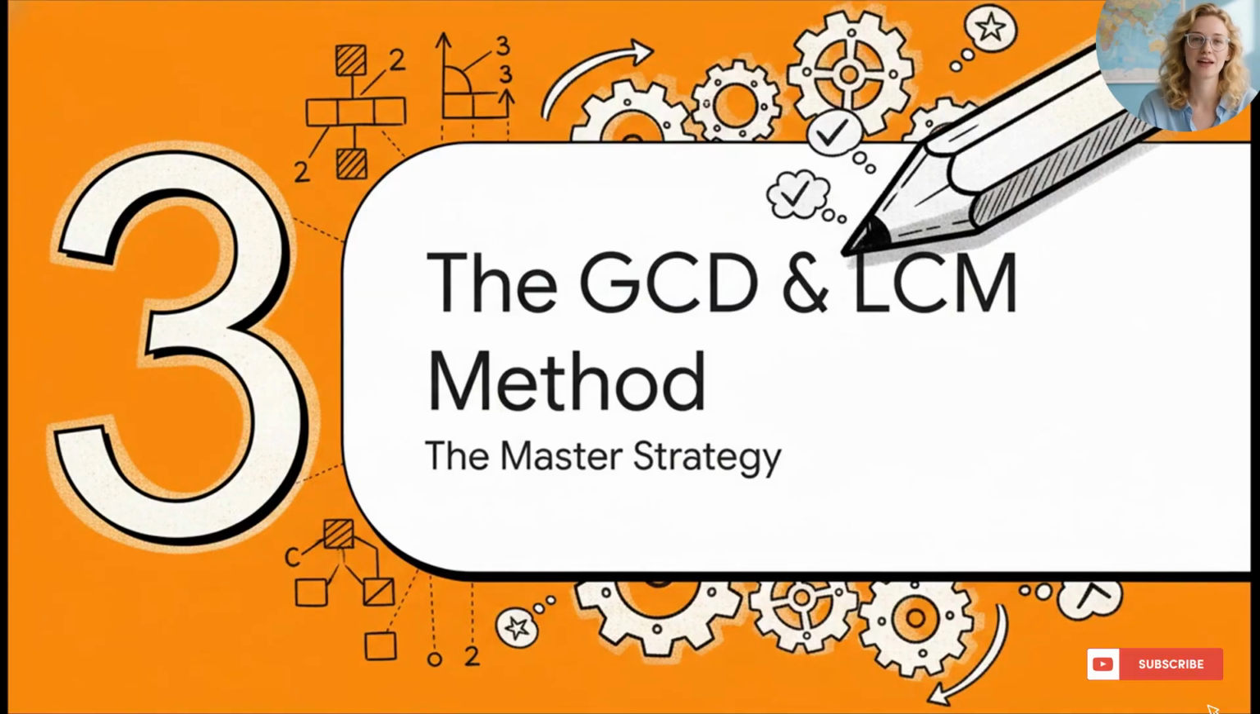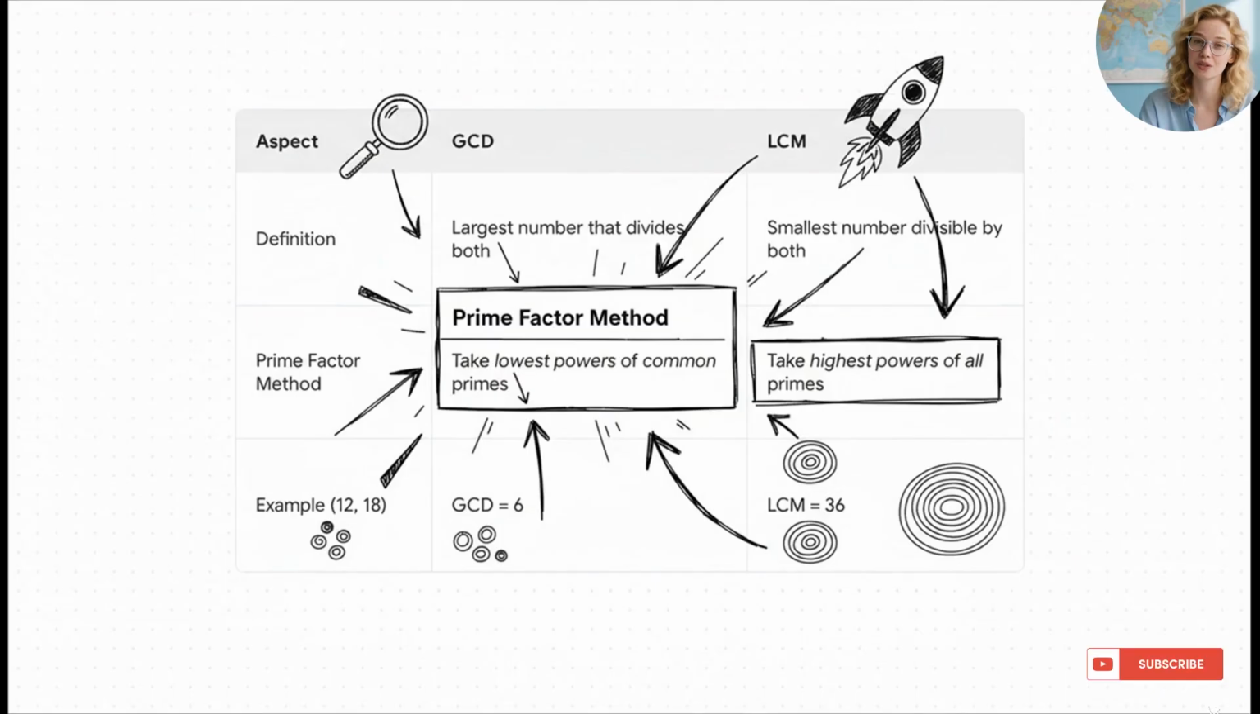All right, now that we've got that tool nice and sharp, let's get to the master strategy itself. Seriously, this is the one method you need to solve any greatest common divisor or least common multiple problem the ACT throws at you. No exceptions. Okay, zero in on that middle row. That's it. That's the entire strategy right there in a nutshell. For GCD, you take the lowest powers of only the primes they have in common. But for LCM, you take the highest powers of all the primes you see. You know what? Let's just see it in action.